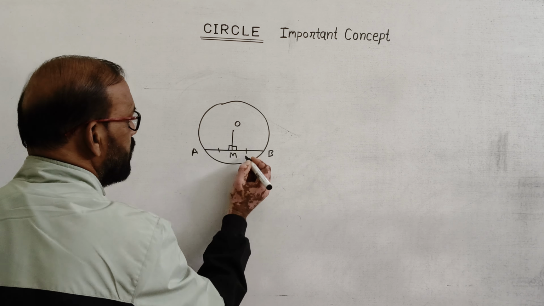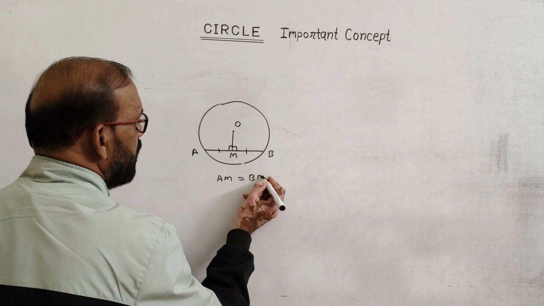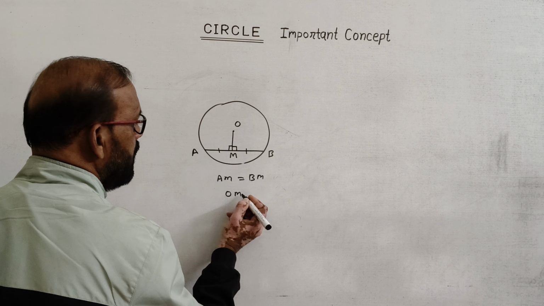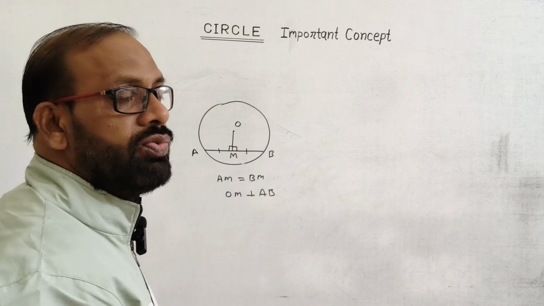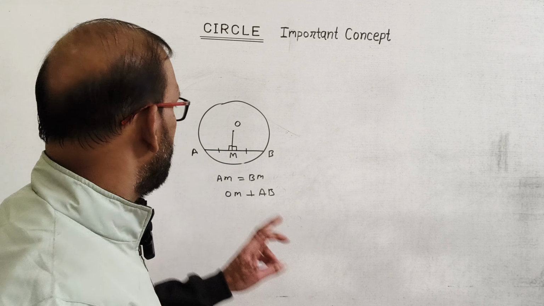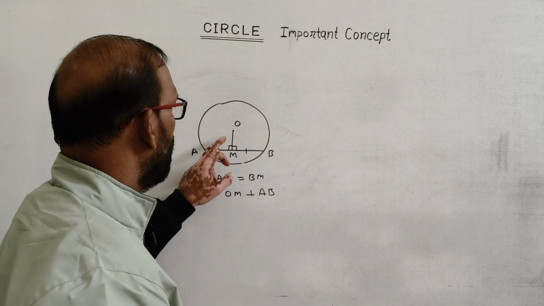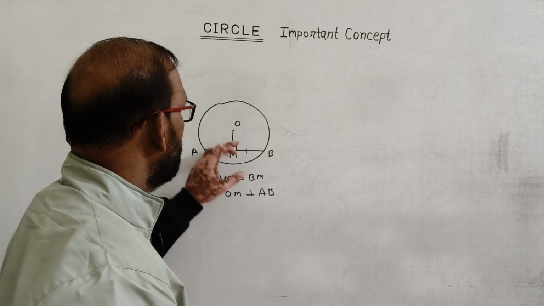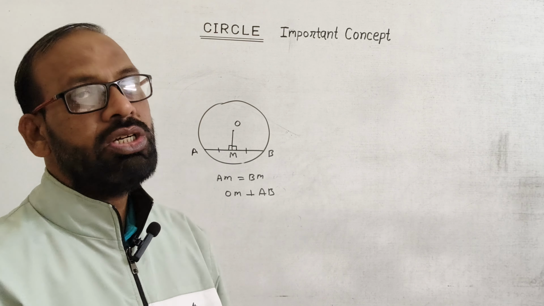So this part is equal to this one, meaning AM is equal to BM. The condition is OM should be perpendicular to AB. Or vice versa, if two line segments, this and this, are equal and this distance is joined, suppose if these two are equal, then this line segment OM is said to be perpendicular to AB, that is a chord.